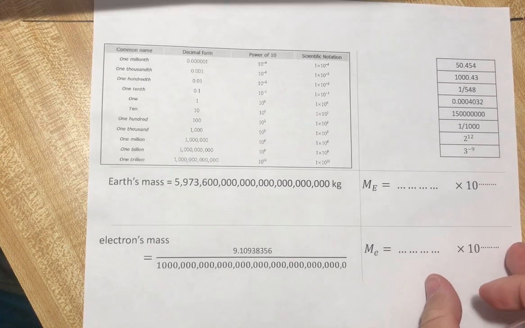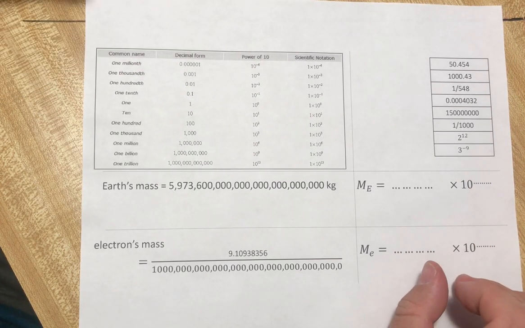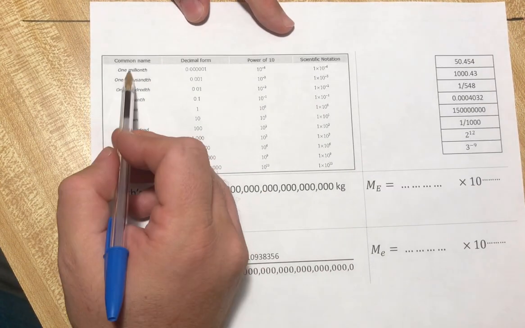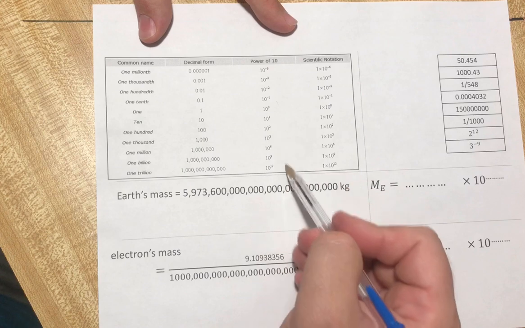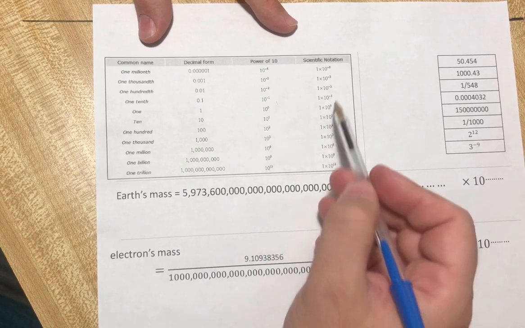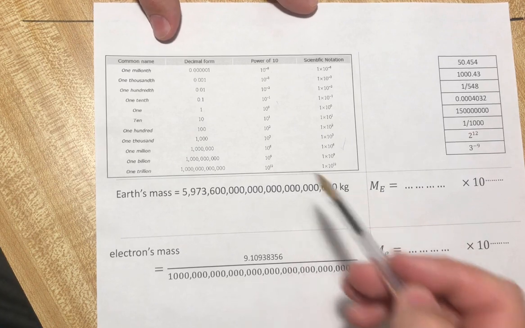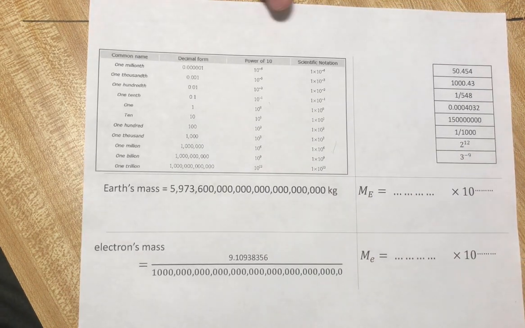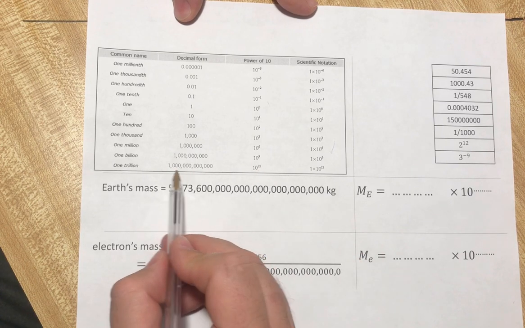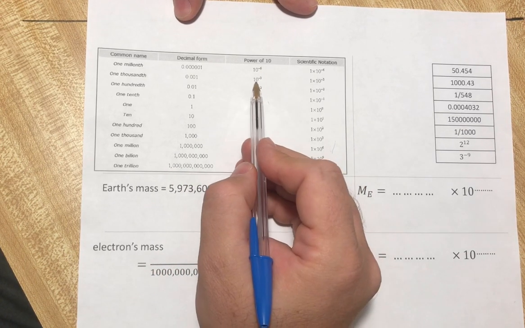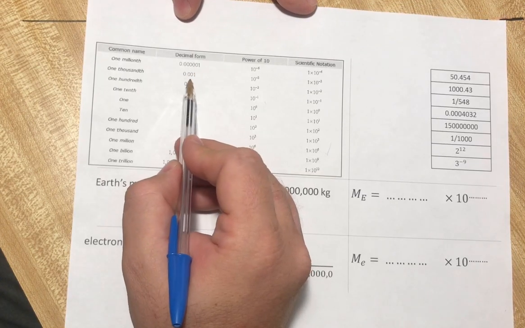You will see this. This is the second sheet. You will see now here many scientific notations from 10 to minus 6 to 10 to plus 12. 10 to plus 12 means I have 12 zeros. 10 to minus 3, it is the same as our example.